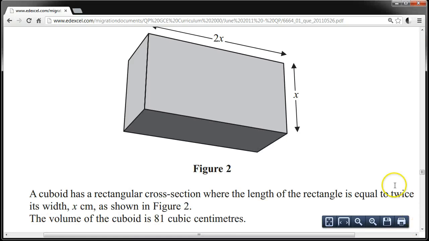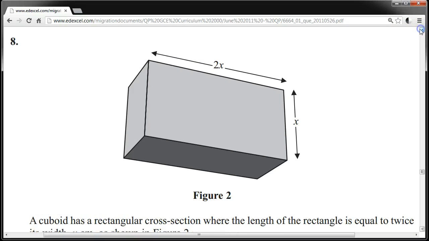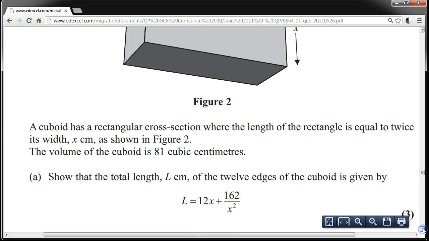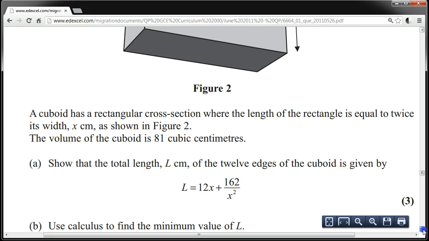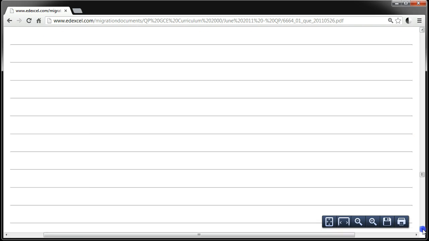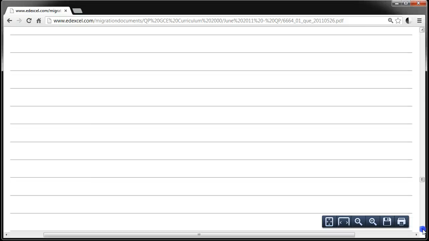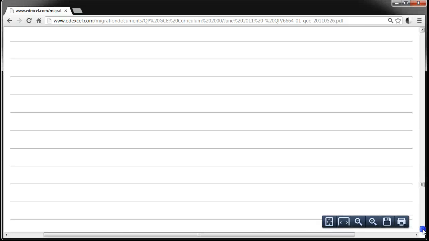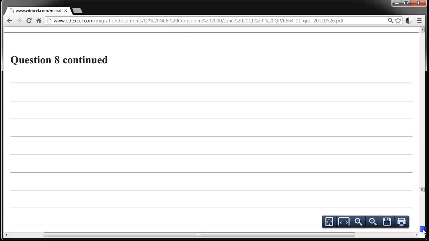They give us an inordinate amount of paper here to do the solutions, don't they? So here's 8. Here's a figure, rectangular box, 2x by x, called a cuboid. They've mentioned it there. Show that the total length of the 12 edges is this. So the volume is 81. Use the volume, and we'll be able to write the total length. Okay, so that's straightforward. Minimum, and justify that it is a minimum by further differentiation. So again, not a problem, fairly straightforward, user-friendly question.